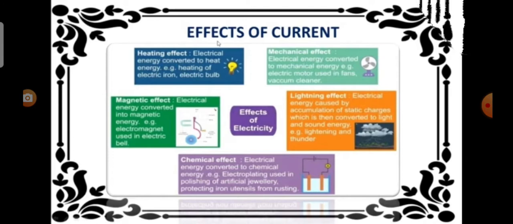Lighting effect: electrical energy caused by accumulation of static charges is converted to light and sound energy. For example, lightning and thunder. Chemical effect: electrical energy is converted into chemical energy. For example, electroplating used in polishing of artificial jewelry. Magnetic effect: electrical energy is converted into magnetic energy. For example, electromagnet used in the electric bell.